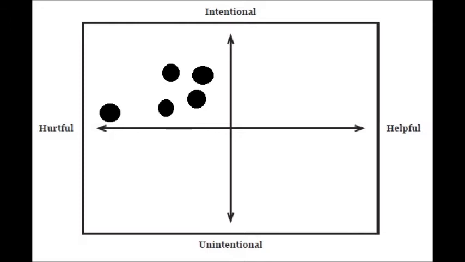Your teacher will then be reading you some scenarios. After each scenario, I want you to think about the actions of the characters in that scenario, and then I want you to think about whether or not the actions were intentional and were their effects hurtful or helpful. And then I want you to place yourself into the different quadrants to show that that's what you decided. So let's take a look at an example that we have right here.